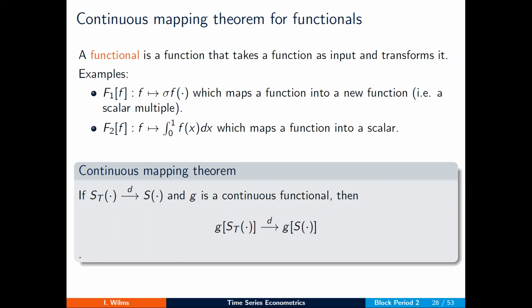Now we need a continuous mapping theorem for so-called functionals. What are functionals? Well, a functional is a function that takes a function as an input, transforms it, and returns something else as output. So let's have a look at these two examples over here. The first functional takes the function f as input and maps it to another function, namely a scalar multiple sigma of it. The second example takes the function f as input. It takes here this integral, and so it maps the function into a scalar.